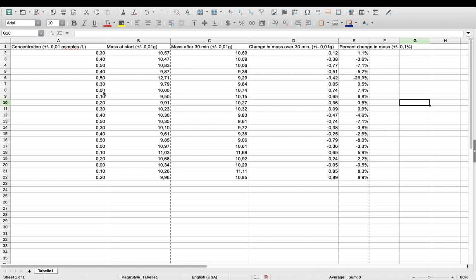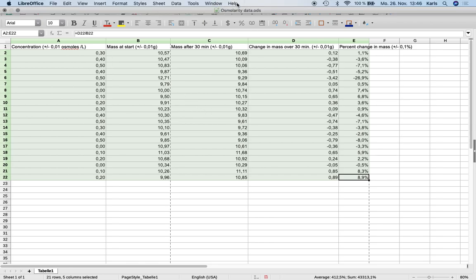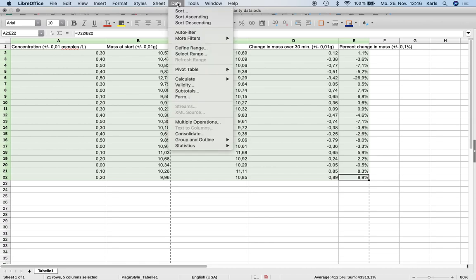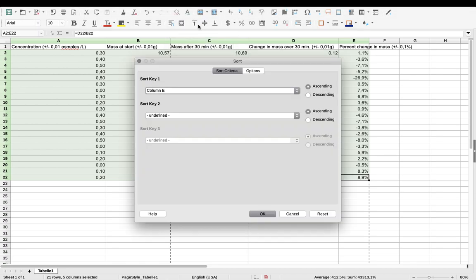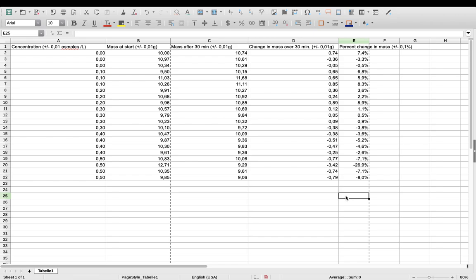So you can see these are all out of order. This was just the order that the students gave me their data. So I'm going to go ahead and sort this data so that it's a little easier to see what's going on here. Data, sort. I'm going to sort it based on column A, concentration, and that cleans things up so I can see what my concentrations are and what these values are.